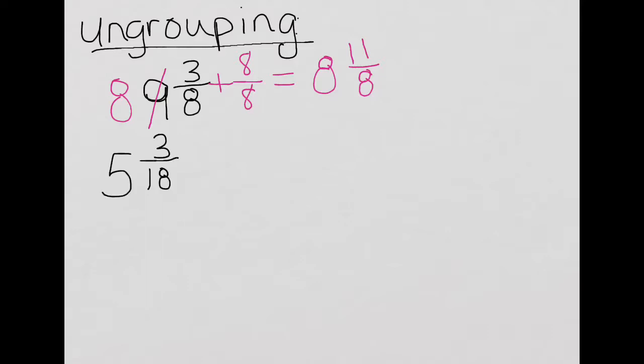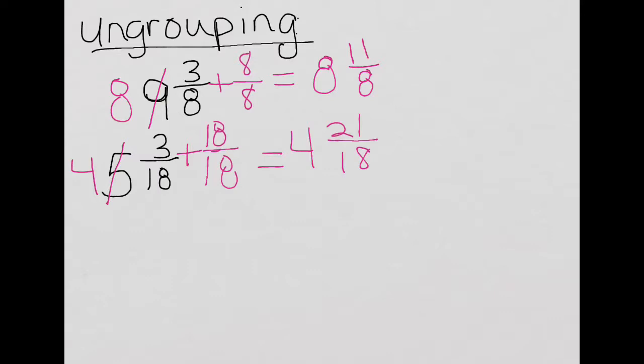Here's another example. We have 5 and 3/18. To ungroup, we're again going to borrow 1, which makes the whole number a 4. And then we're going to add one whole to it, which would be 18 over 18, is equal to 18 plus 3 is equal to 21. And our denominator stays the same. And then we're just going to bring over our whole number. That's ungrouping.